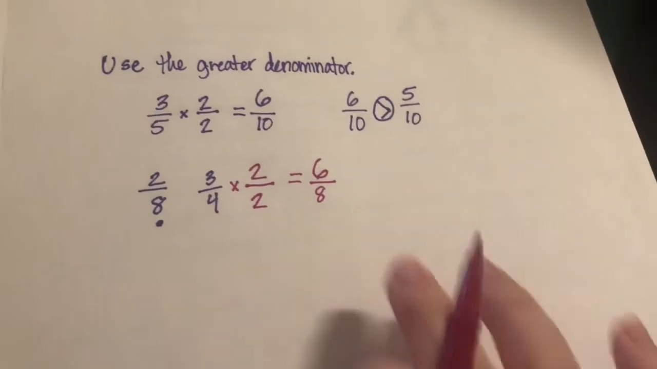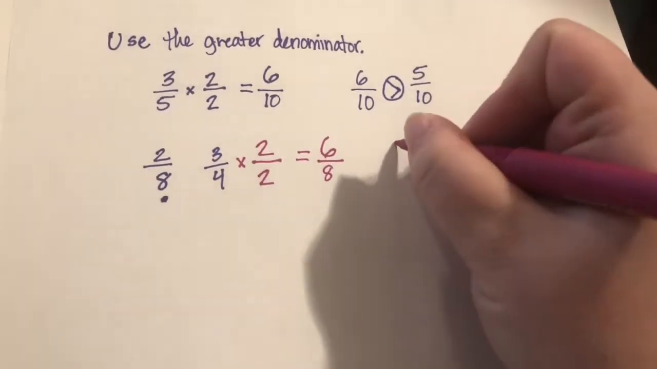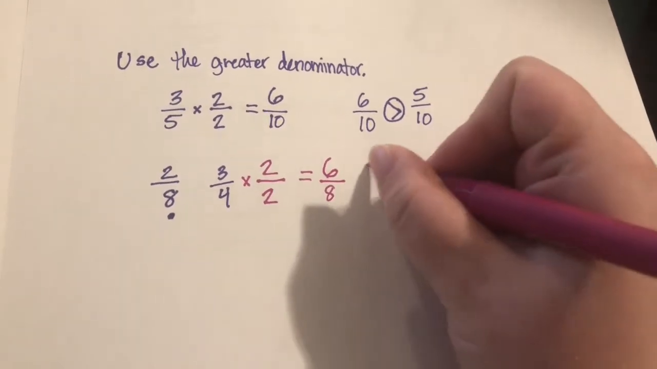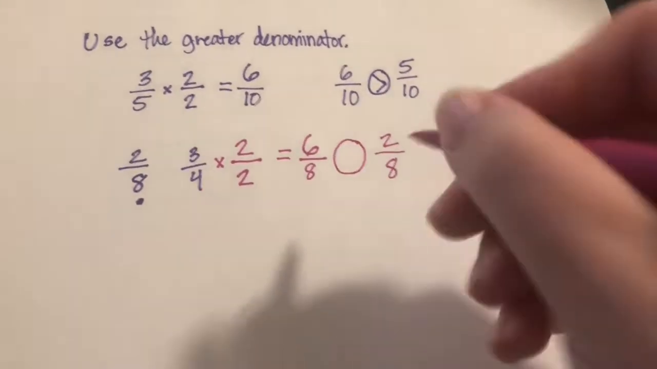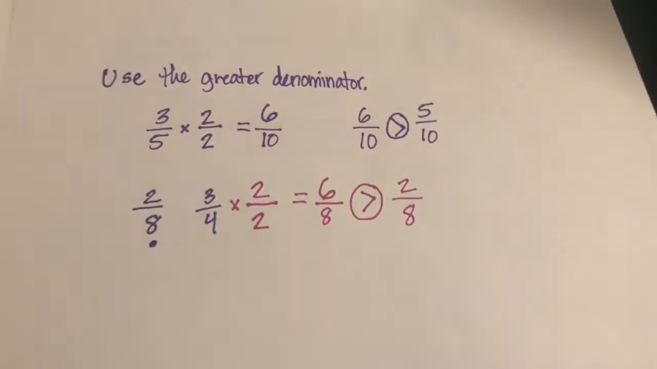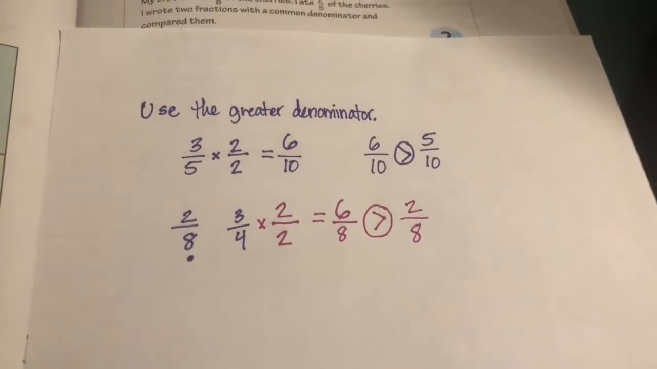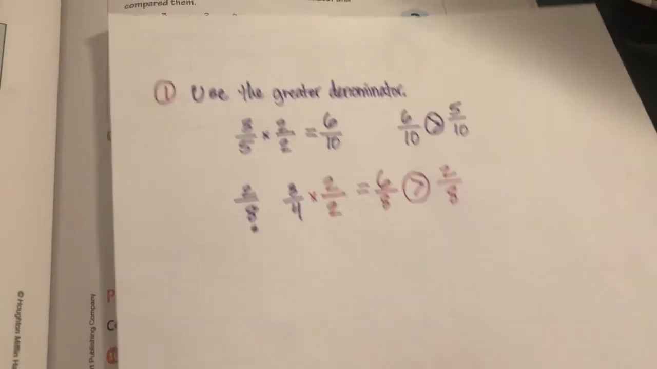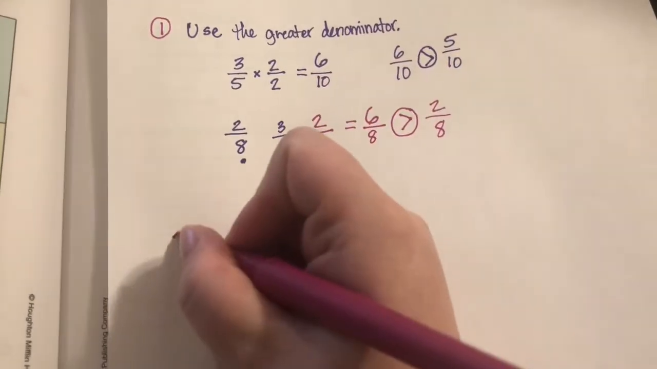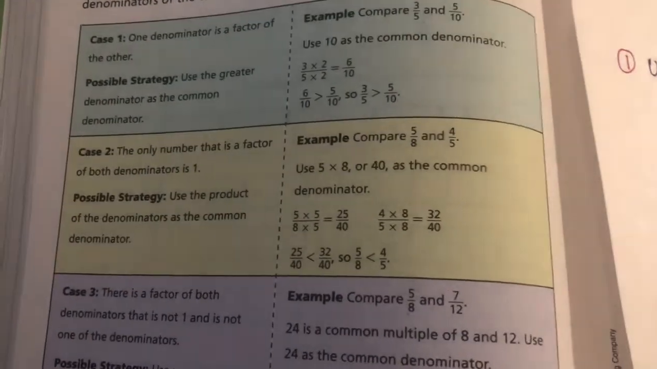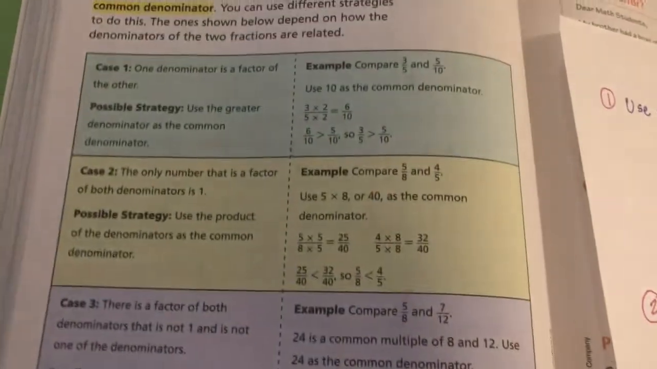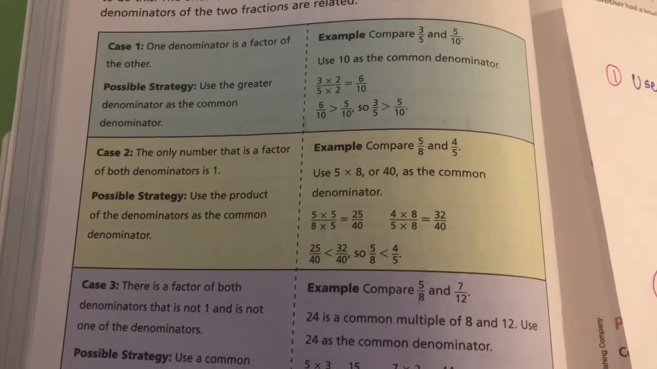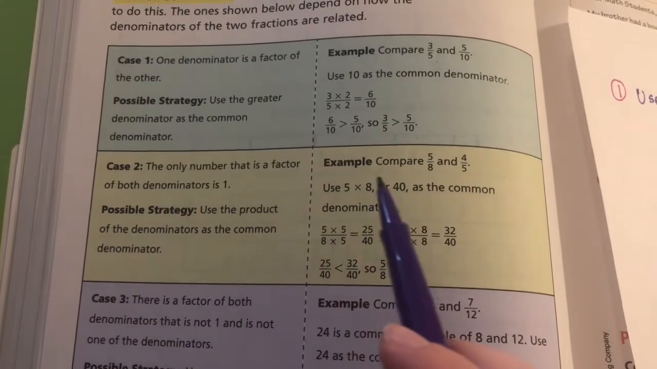Okay, so now I can compare 6/8 to 2/8. And it's clear to me that 6/8 is way bigger than 2/8. All right? So that's rule number 1. Use the greater denominator. I'm going to show you rule number 2. Rule number 2, and it's listed over here. I'm just kind of putting it in my own words, but you're welcome to look on this page 316 anytime you want to help give you a refresher. So now we're going to go to case 2.